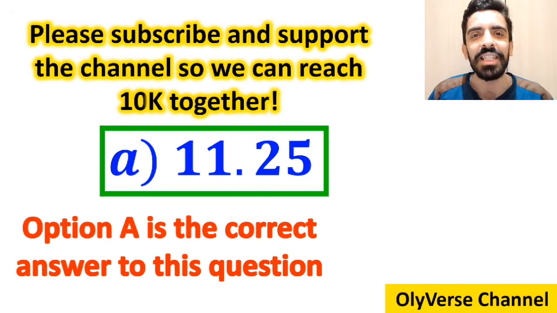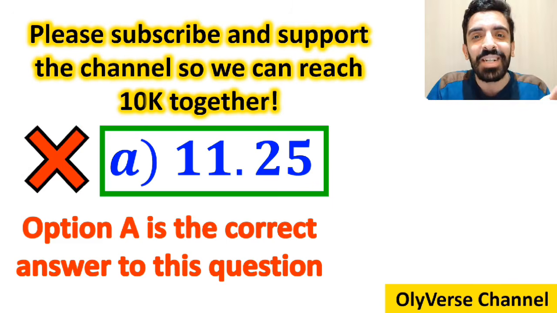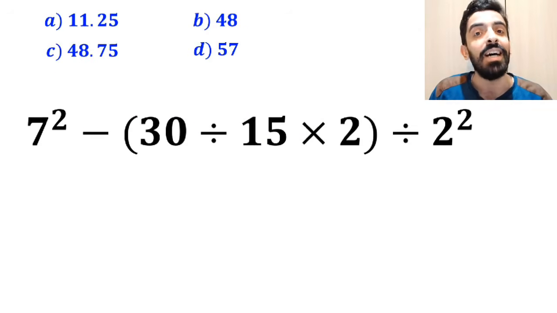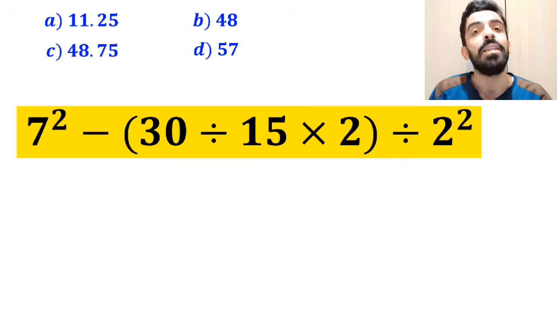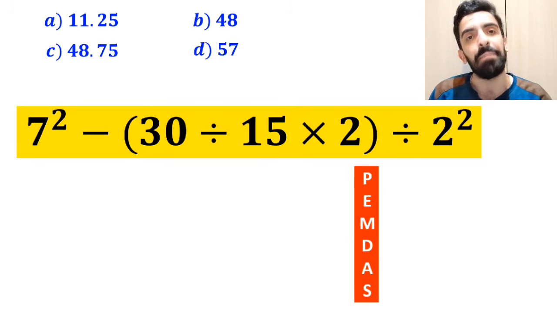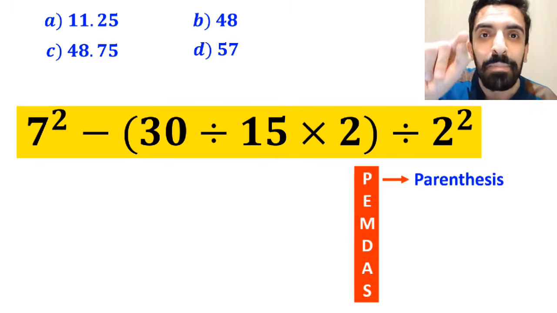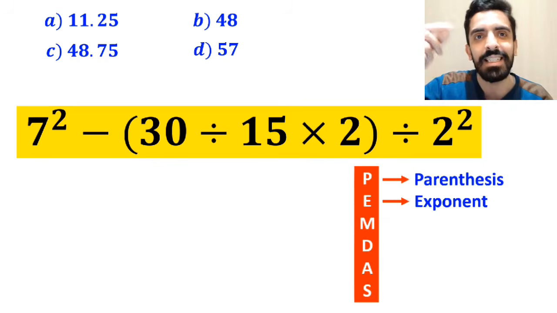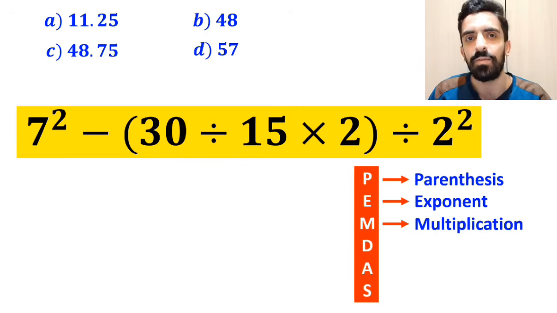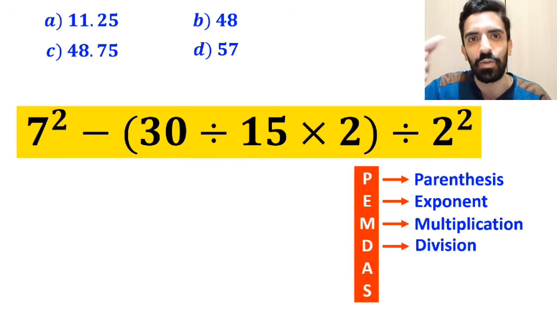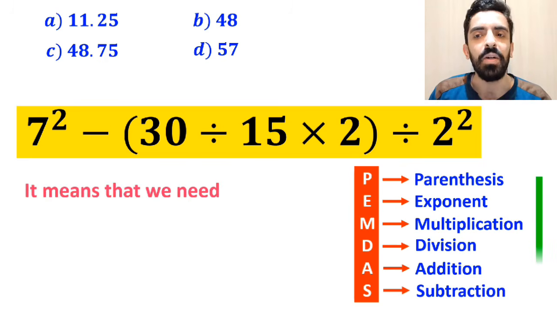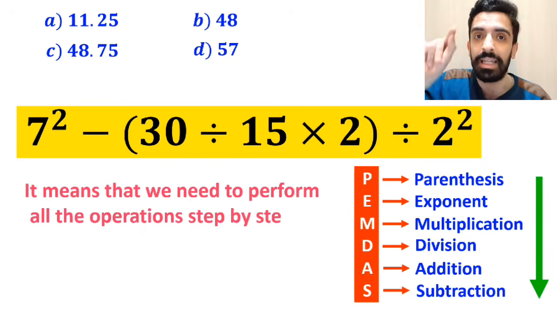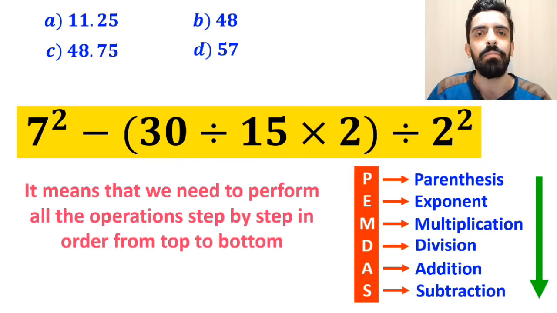But I have to say we were tricked and it's not the correct answer to this question. Alright, now let me show you how to solve this expression correctly. To solve this question, we must follow the PEMDAS rule. In this rule, P stands for parentheses, E stands for exponent, M stands for multiplication, D stands for division, A stands for addition, and S stands for subtraction. It means that we need to perform all the operations step by step in order from top to bottom.